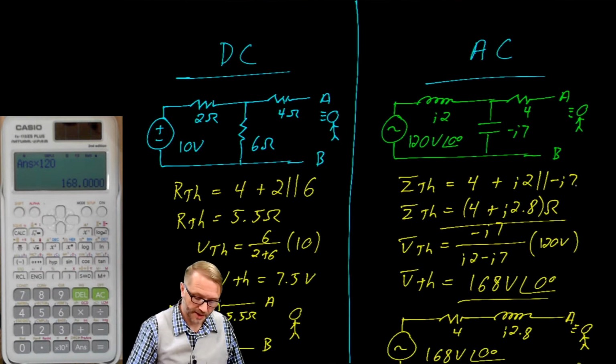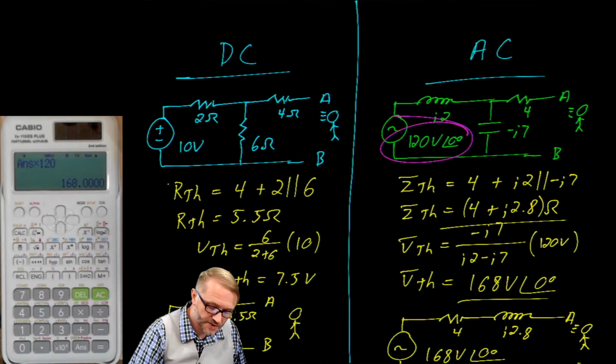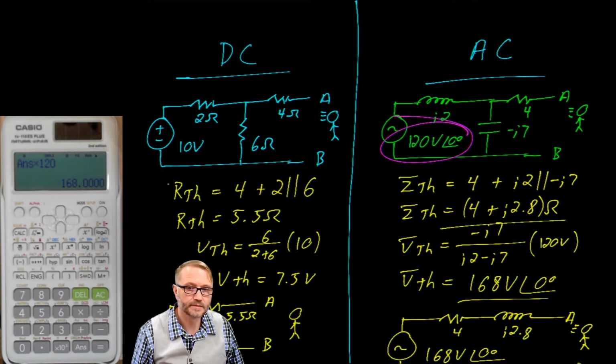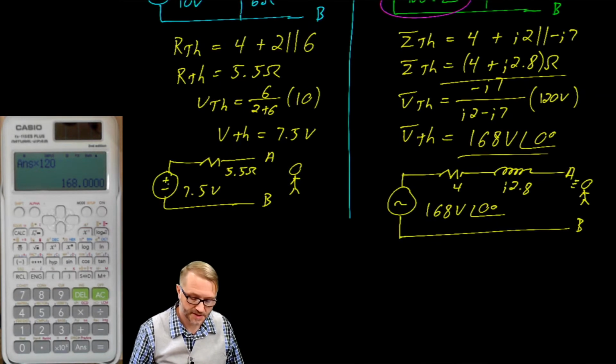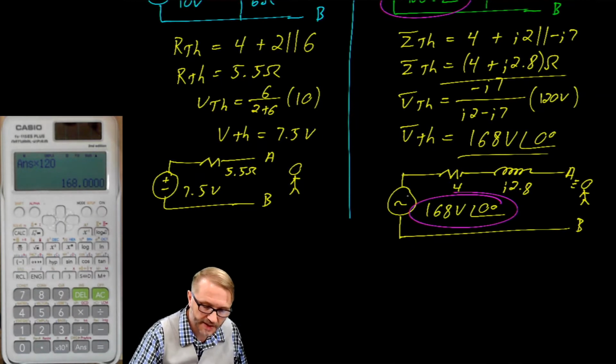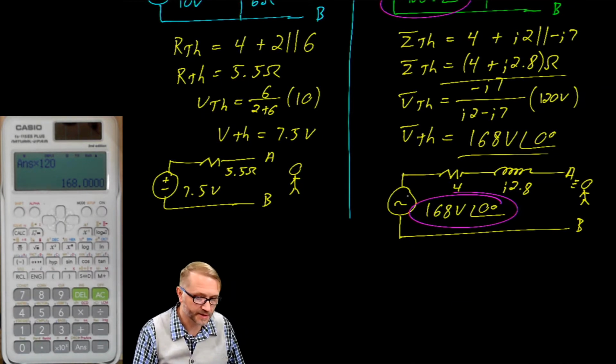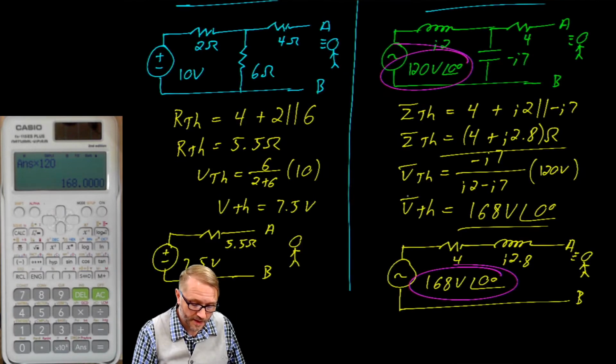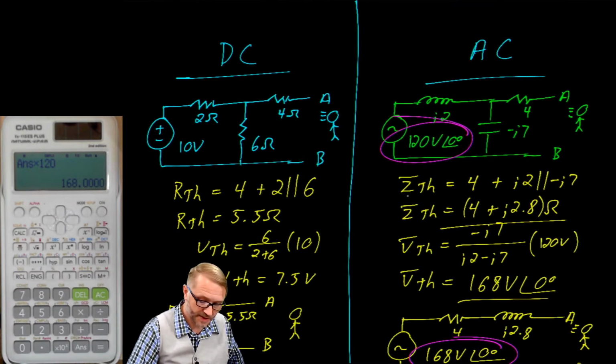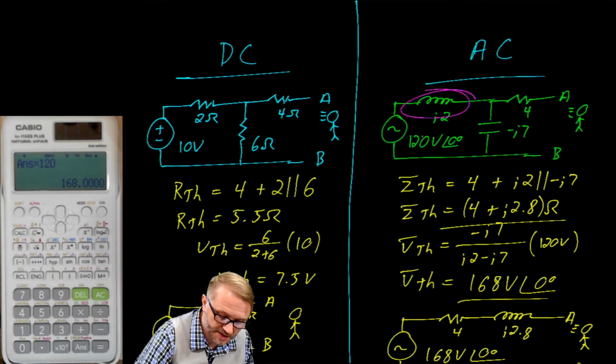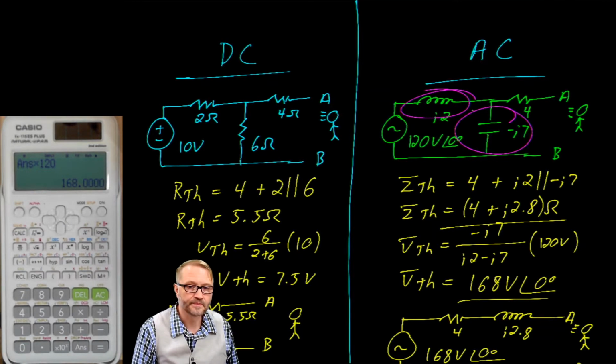Something I'd like to point out, you'll notice how our voltage source was 120 volts. If we look at this circuit, we see that the voltage is actually higher in our Thevenin circuit. That can happen. And the reason it can happen is because you have this inductor and this capacitor. And what happens is those two will have energy flowing back and forth between them.